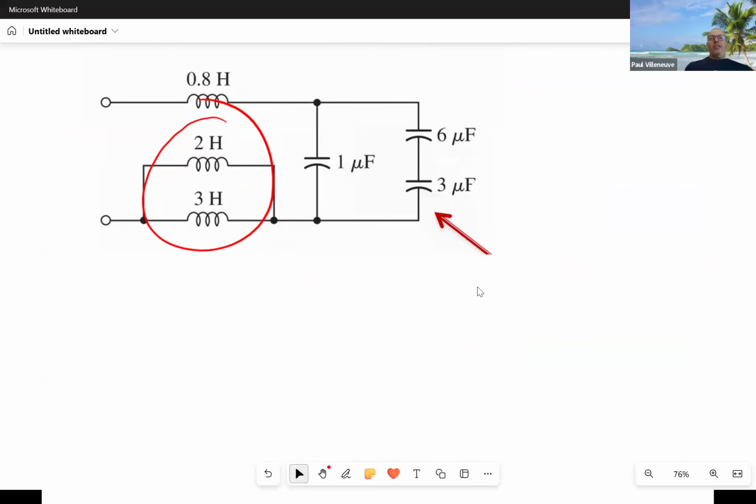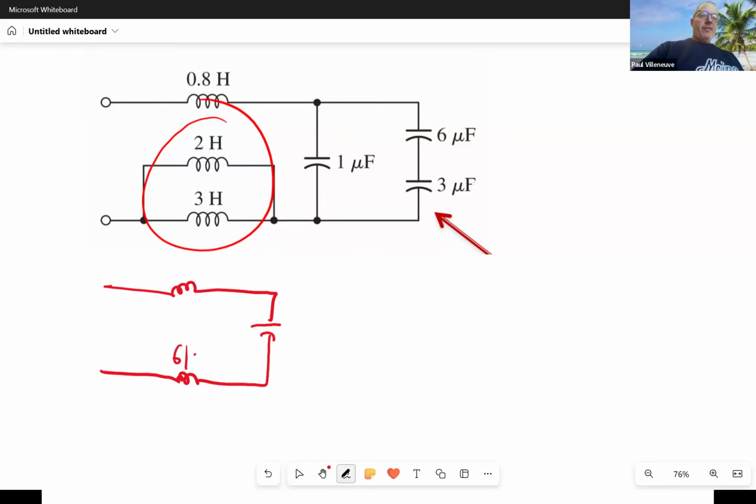All right, so the first thing we're going to do is combine those two inductors into one. So that's product over sum, so product 6 over 5. This is 0.8. This is 1 microfarad. Now, two capacitors in series add like they would be in parallel, like resistors in parallel. So that's product over sum, 18 over 9, which is equal to 2.